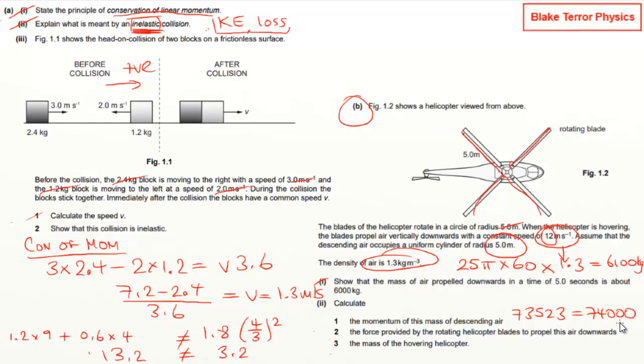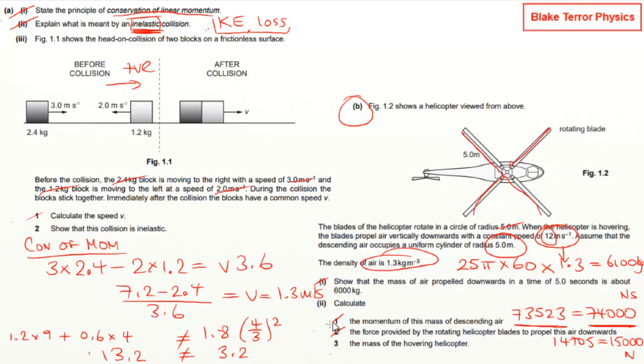74,000. So you can either put that in kilograms meters per second or Newton seconds, whatever you want. So let's go Newton seconds. Force. What is the force provided by the rotating helicopter blades? The force is the rate of change of momentum. This is our change of momentum, so we need to divide that by the time, by 5. Going back to this 73,001, divide that by 5, and we get 14,705. So 15,000 newtons, sticking to two significant figures.